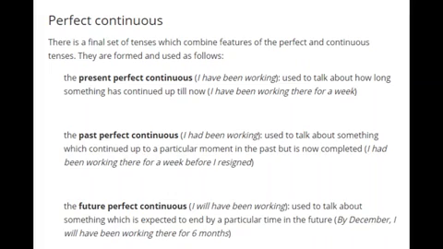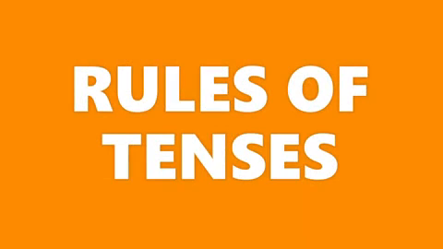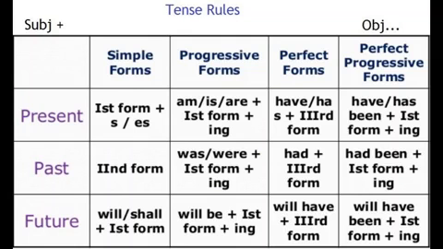Now come to the rules of the tenses. The rules of the tenses are very important in grammar. Now let's see how grammar rules are formed, whatever I have explained to you now. See this rule, tense rules. See, to make simple form, progressive form, that means continuous form, perfect form, and perfect progressive form, that means perfect continuous form. These are the sets, these are the examples.